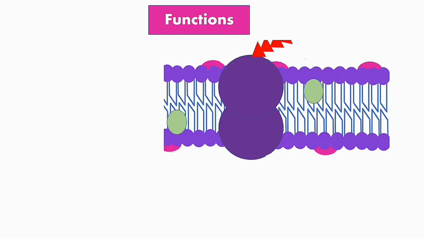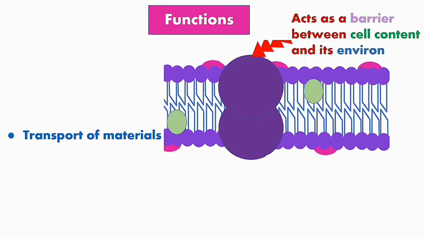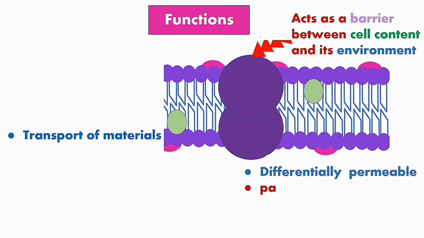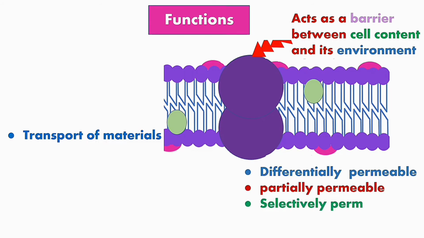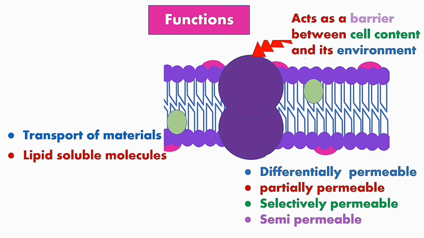Now, next is the function of the cell membrane. Transport of materials is one of the vital roles it plays for the cell. It offers a barrier between the cell content and the environment, allowing only selective substances or some of the molecules to pass through it. That is the reason it is also known as a differentially permeable, partially permeable, selectively permeable, or semi-permeable membrane. The substances which are lipid soluble cross it more easily than others. Therefore, it regulates the flow of materials and ions to maintain a definite gradient inside the cell.